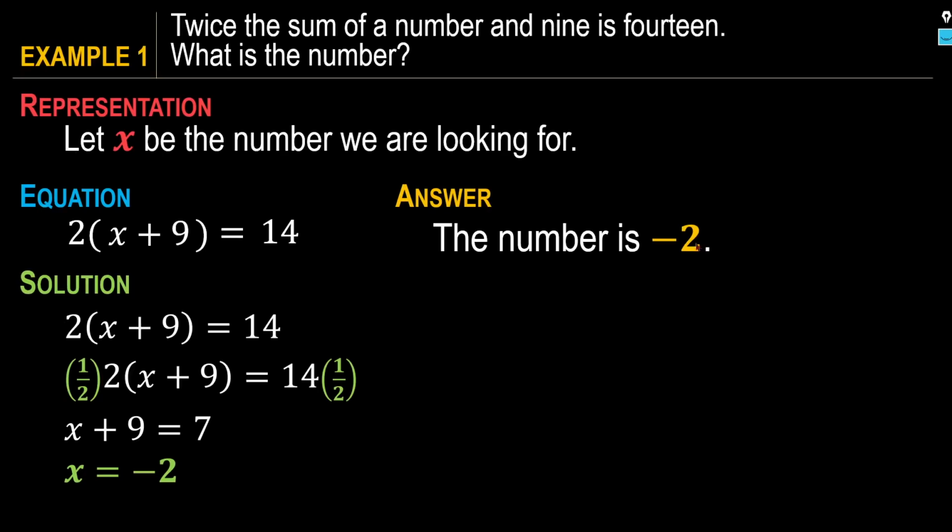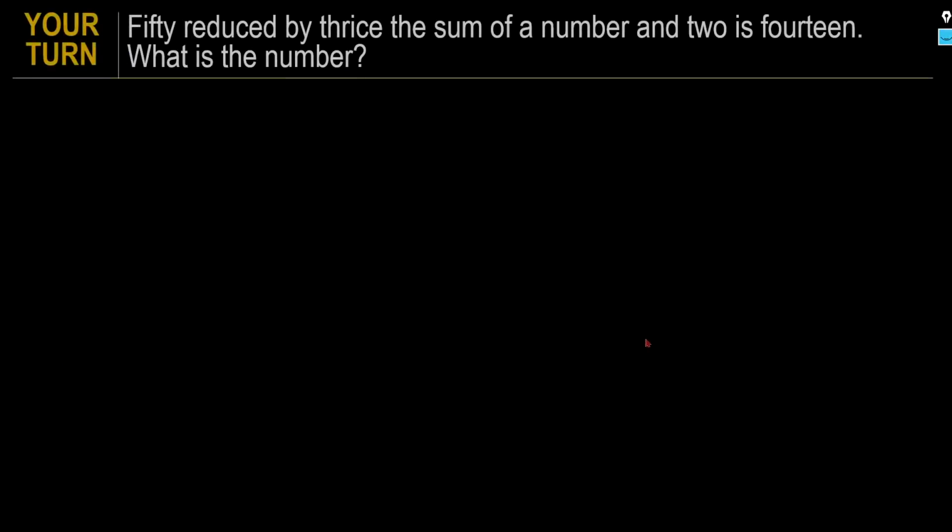So look at this very systematic way of solving the problem. We start with the R, then the E, then the S, then the A. Okay? Now, you try this. 50 reduced by thrice the sum of a number and 2 is 14. What is the number? Again, pause the video, hit play when you're done, and then check whether we have the same solution and final answer. Okay?